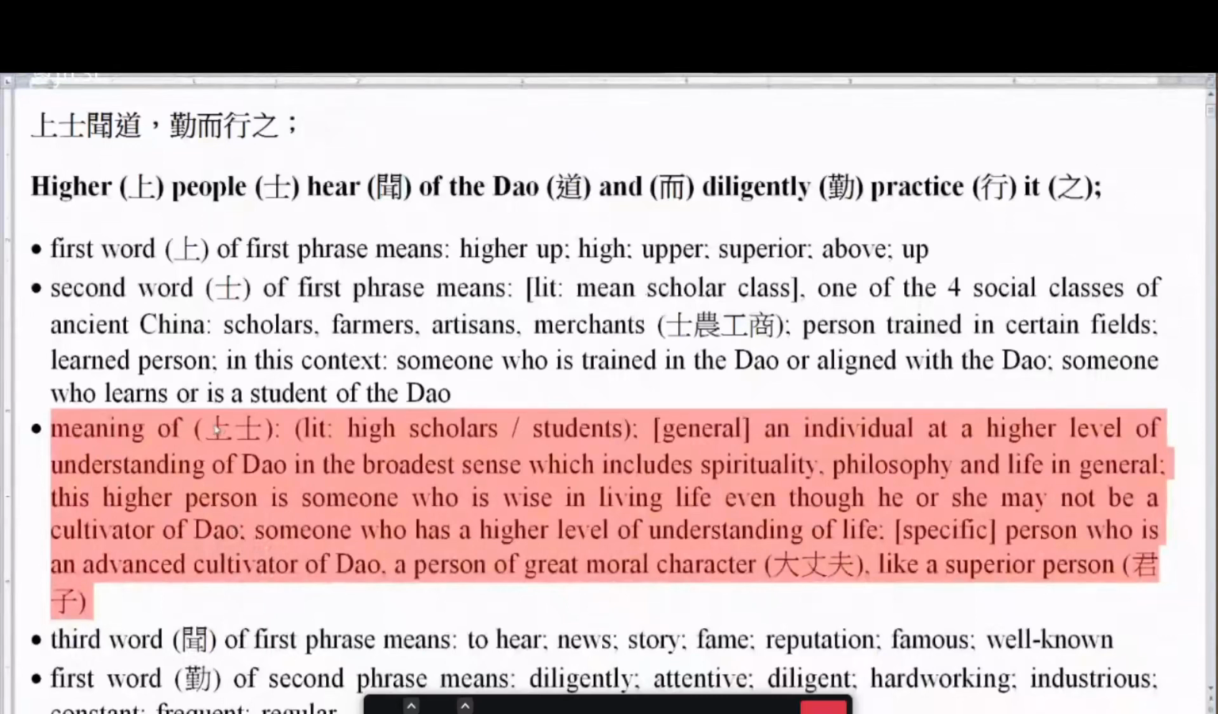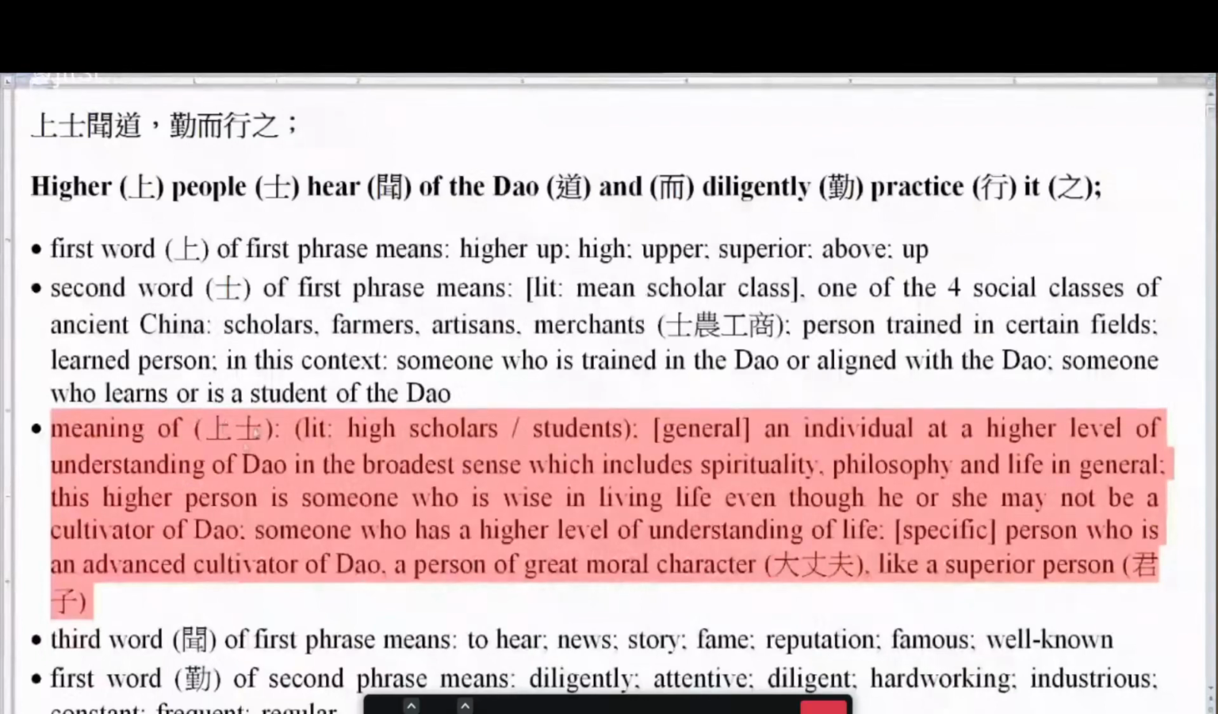In the narrower Confucian terminology of 君子, we say superior person. A 君子 is a subset of this higher level, because a 君子, a superior person, specifically in the Four Books, implies a high-level cultivator of the Tao. So the specific is a person who is an advanced cultivator of the Tao, a person of great moral character, similar to a superior person. So 大丈夫 or 君子 is a subset, more narrow, of the 上士.